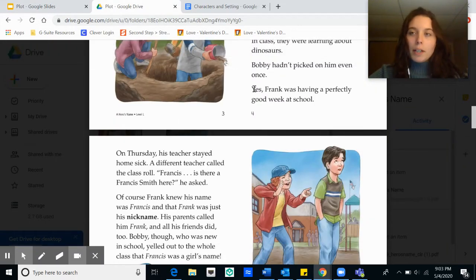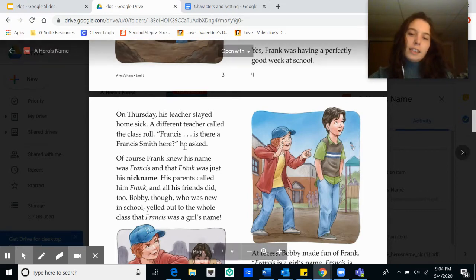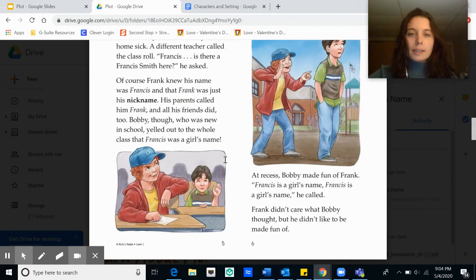On the end of page 4, it says, Frank was having a perfectly good week at school. Everything was going well. On Thursday, his teacher stayed home sick. A different teacher called the class roll. "Francis, is there a Francis Smith here?" he asked. Of course, Frank knew his name was Francis and that Frank was just his nickname. His parents called him Frank, and all his friends did too. Bobby, though, who was new in school, yelled out to the whole class that Francis was a girl's name. At recess, Bobby made fun of Frank. "Francis is a girl's name," he called. Frank didn't care what Bobby thought, but he didn't like to be made fun of.